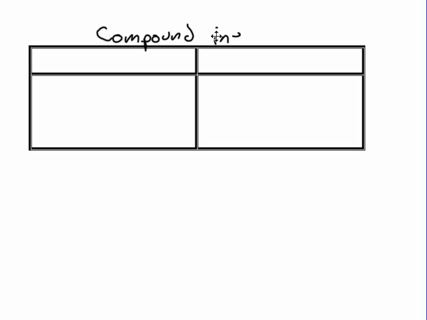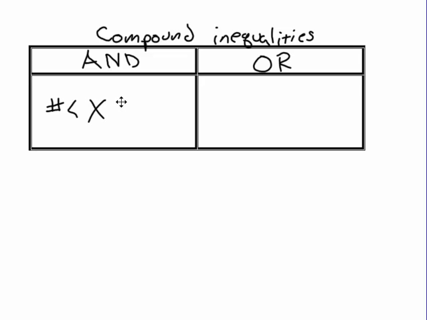Compound inequalities. There are two types. We have the and compound inequality, and then we have the or compound inequality. The and compound inequality is the one where we have a number less than our variable less than a number.